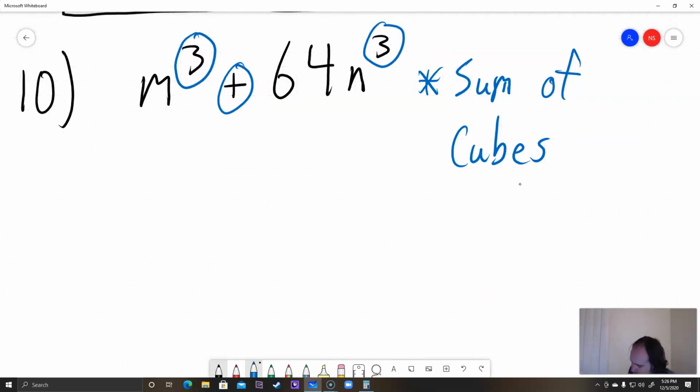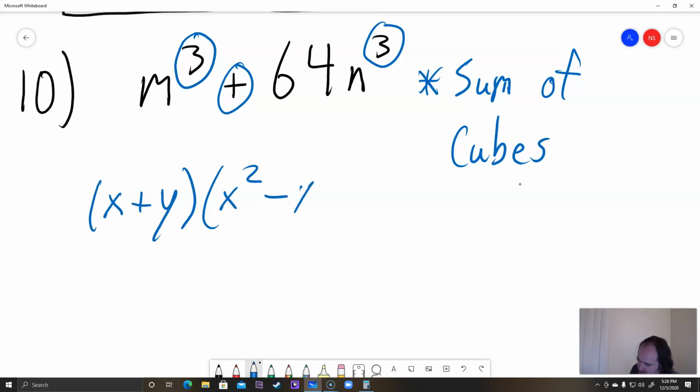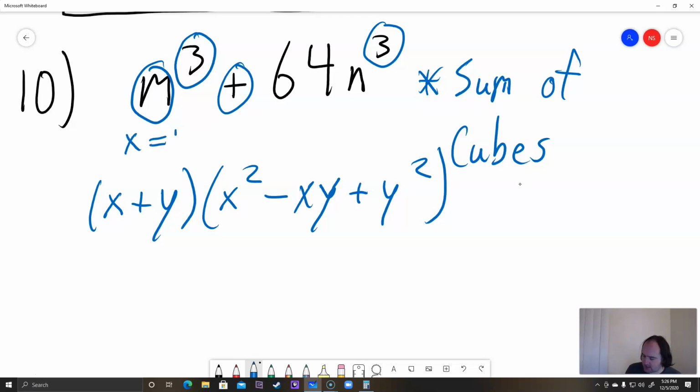Okay, so for the sum of cubes, the way it factors is x plus y times x squared minus xy plus y squared. Right, that's the formula for the sum of cubes. And then you want to label stuff. So here we can see that x is the same as m. So here x equals m. And then what's y going to be?